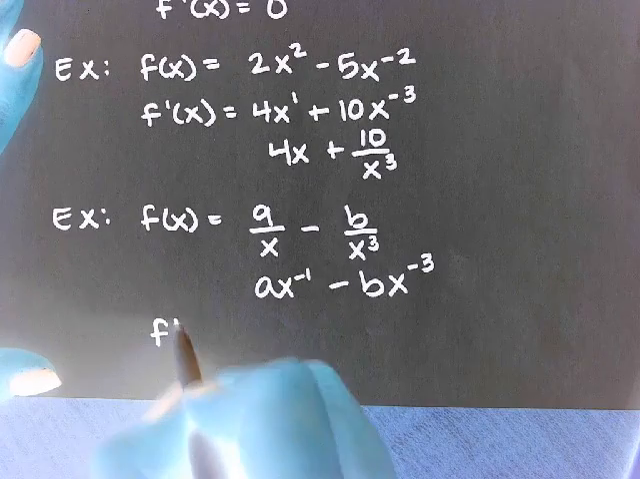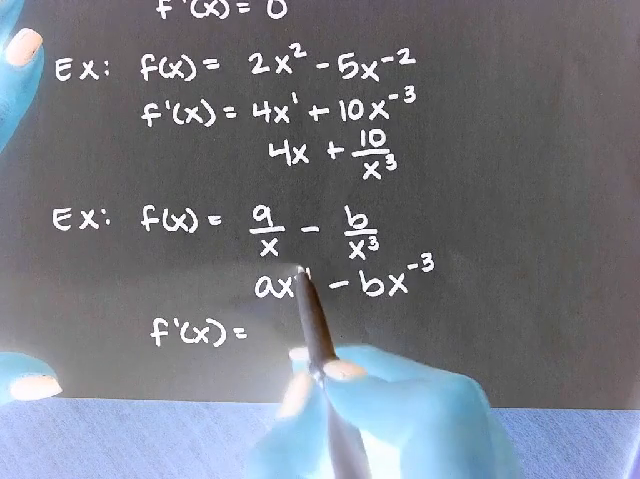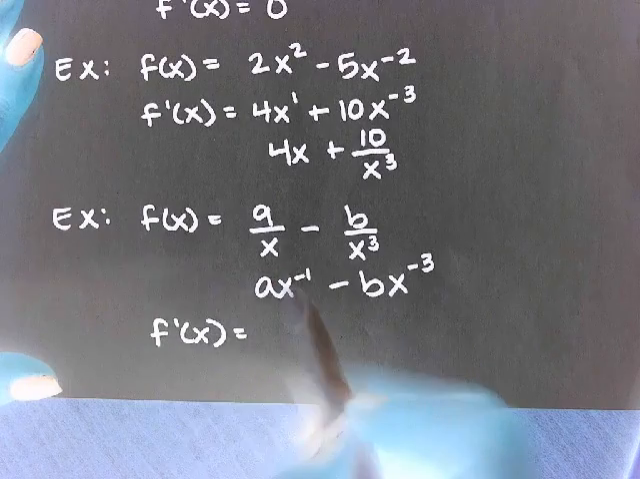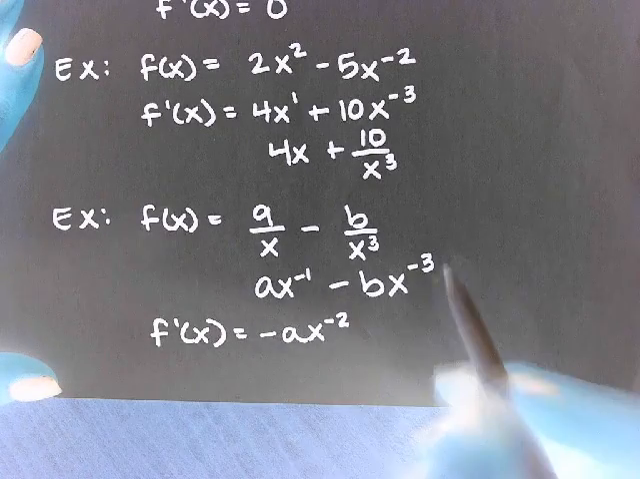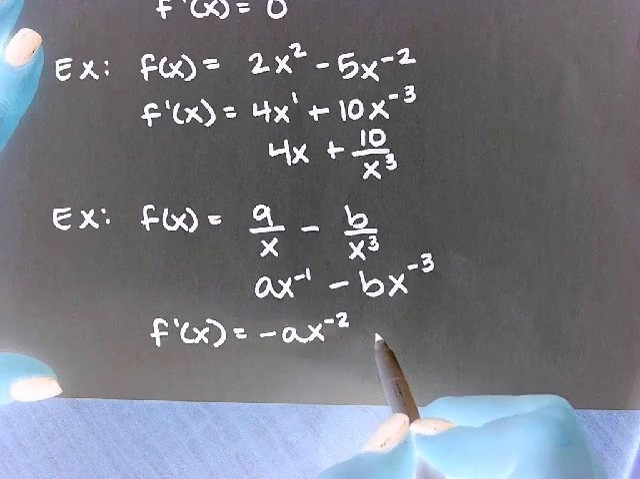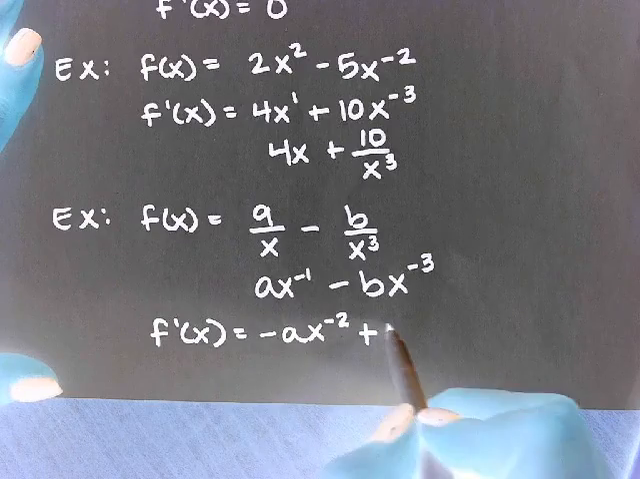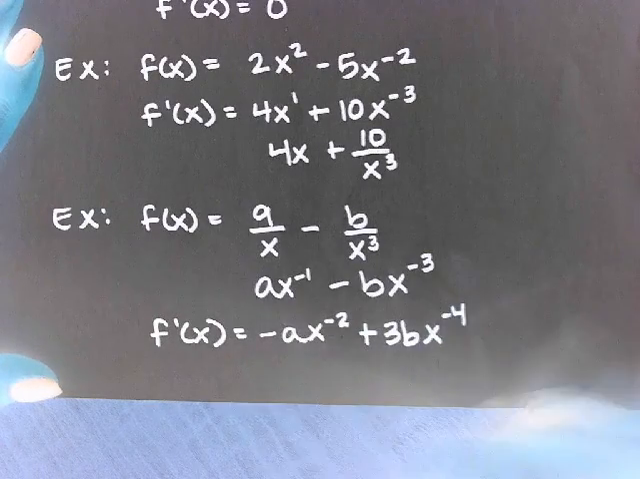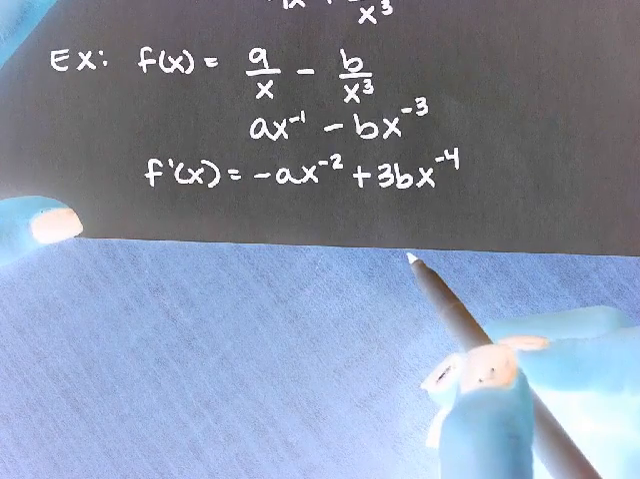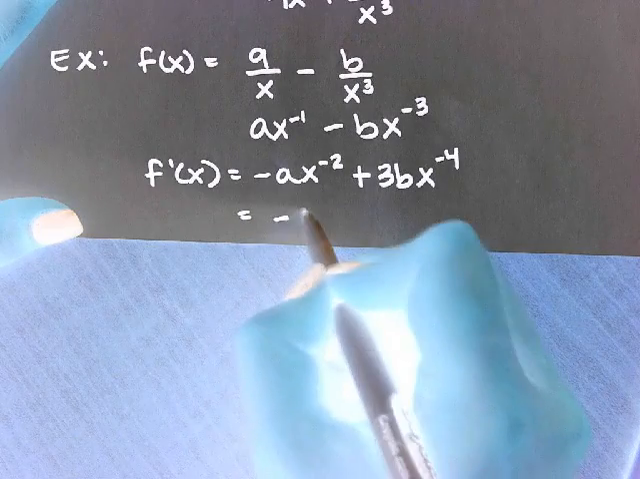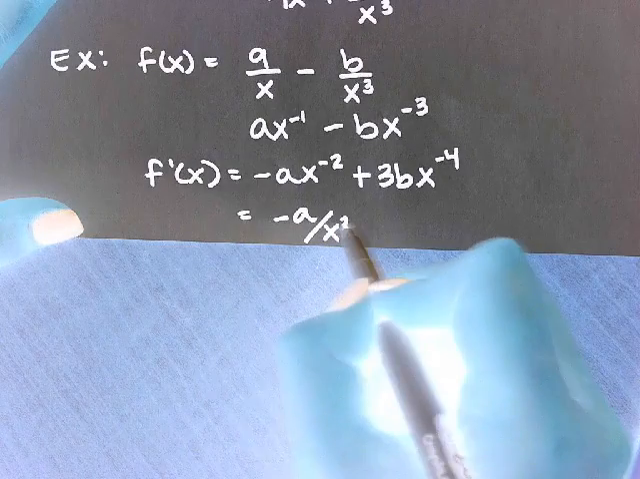So now if we look for the derivative, what do we have for the first piece? Negative ax to the negative 2. Yeah, there you go. It's getting bigger, not smaller. Plus 3b x to the negative 4. Okay, and then if we were to write those with positive exponents, 3b over x to the 4th minus a over x squared. Yeah, so you can switch the order.